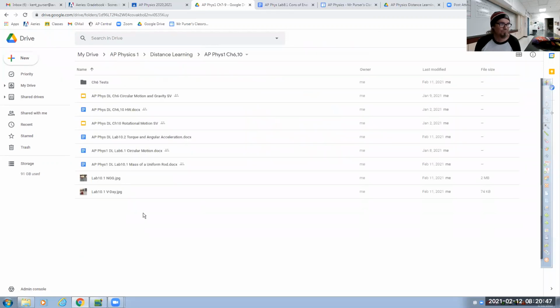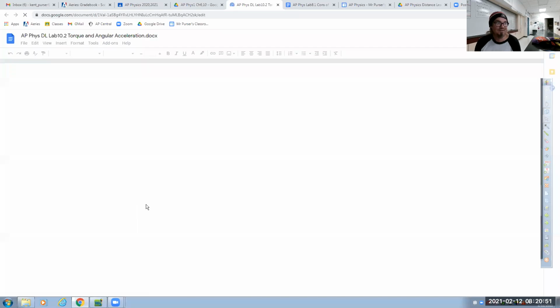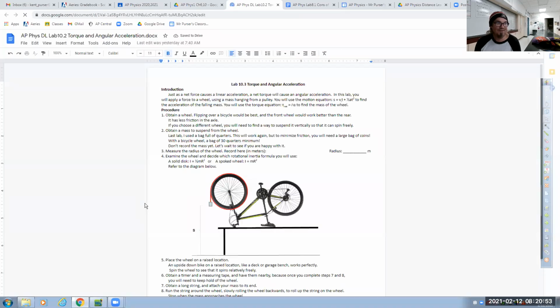Torque and angular acceleration, there it is. Look at that. There's Riley's bike. Well, hey, Riley, while it's upside down and you're changing the tube anyway, why don't you just take care of lab 10? I put it as 10.3. Really, this should just be 10.2, because we didn't have as many labs as we would in class.